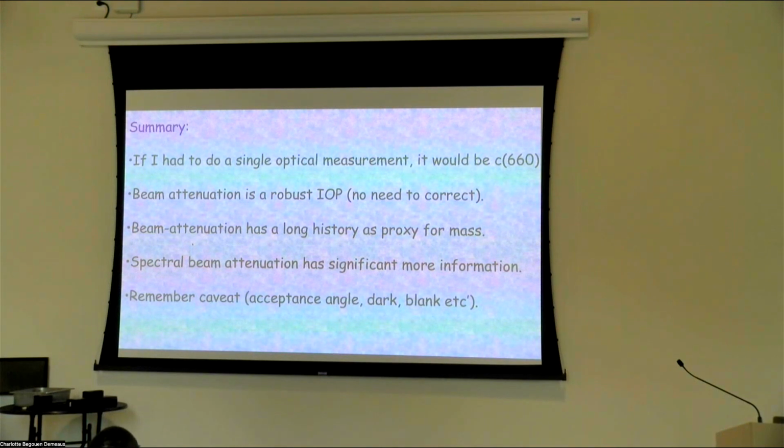People have found that they get negative beam transmission because there are bubbles in the water. There's a whole variety of ways by which you can get water that's not as clear as the clearest water.